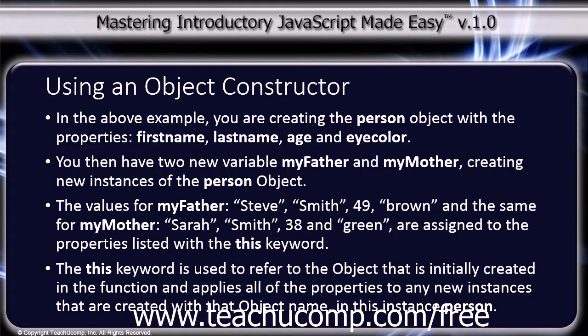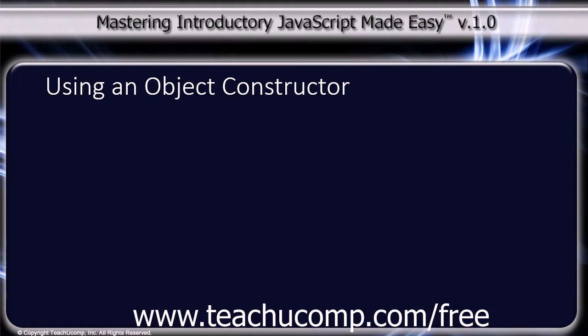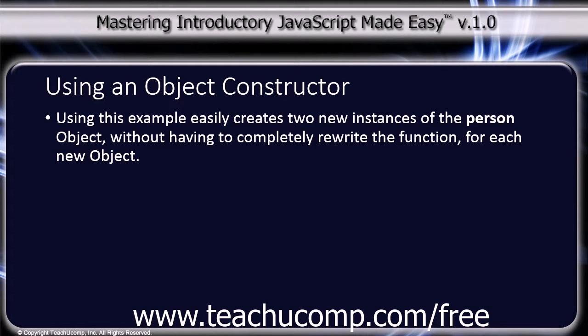The this keyword is used to refer to the object that is initially created in the function and applies all of the properties to any new instances that are created with that object name, in this example, person. Using this example easily creates two new instances of the person object without having to completely rewrite the function for each new object.